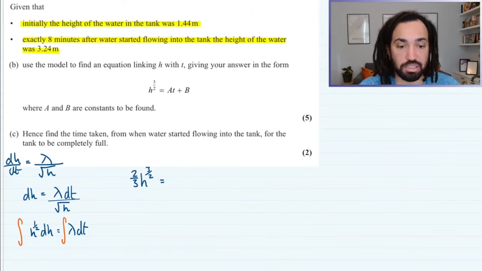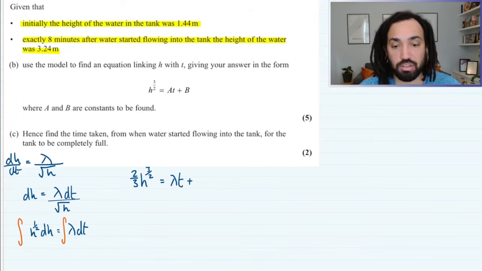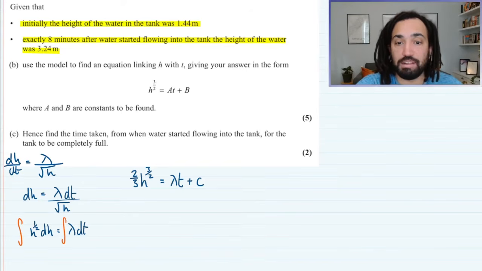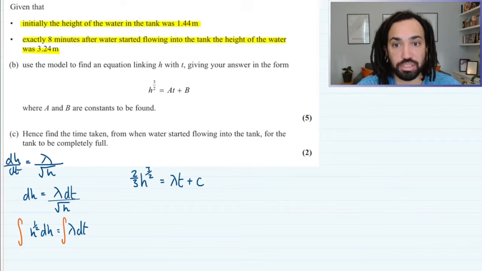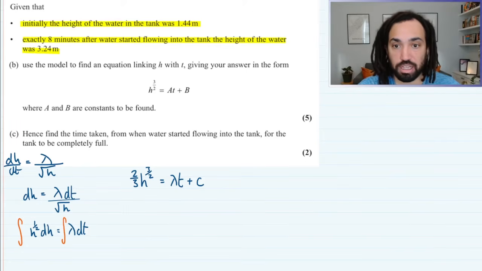And then on the right hand side, we're integrating with respect to t, so the constant lambda will integrate to lambda t, plus there will be another constant of integration which needs to be factored in, given the fact that we have just integrated. So let's just call that little c. Okay, now we need to use our two initial conditions to work out both of the constants, lambda and c.